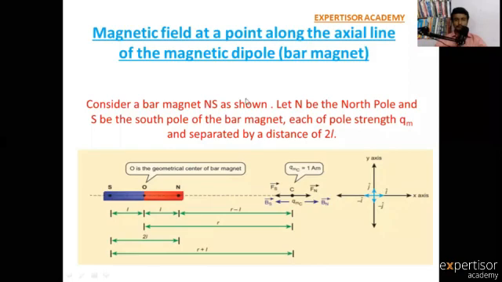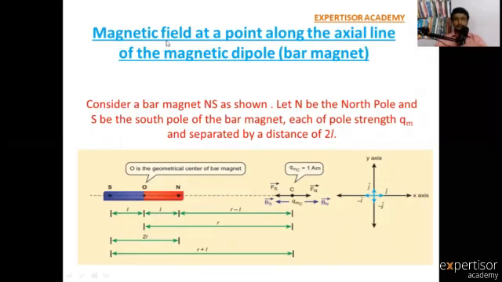In this video, we discuss the magnetic field at a point on the axial line of a magnetic dipole. Look here: the magnetic field at a point along the axial line of the magnetic dipole. That is a bar magnet. A magnetic dipole is generated by a bar magnet.